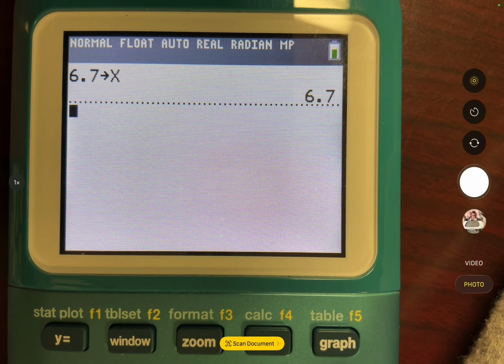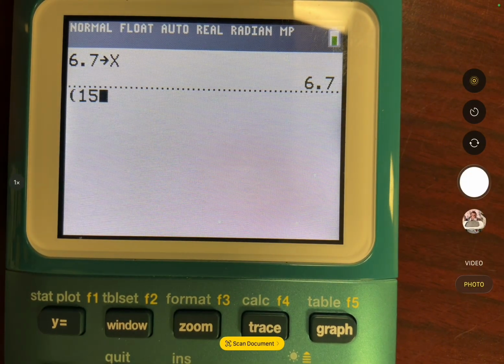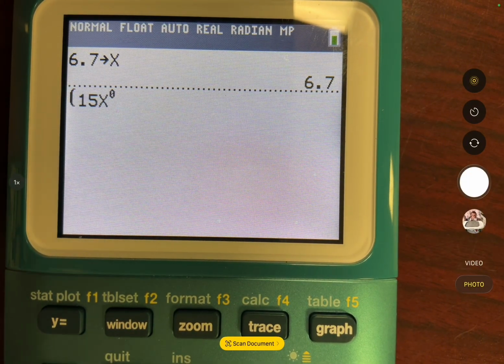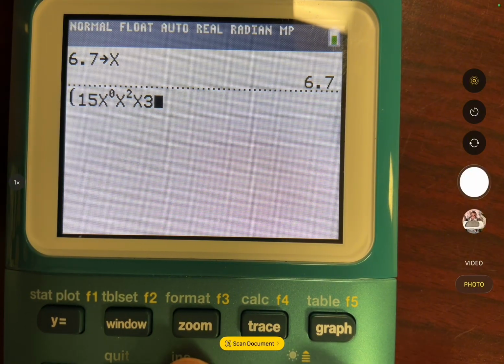And you should be practicing. You should be typing this in. All right. So parentheses 15x to the power of 0. To the power 34.